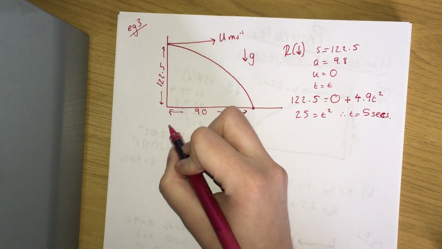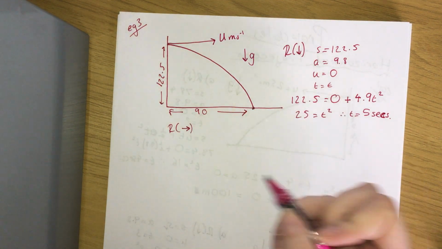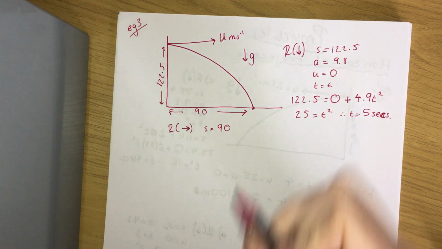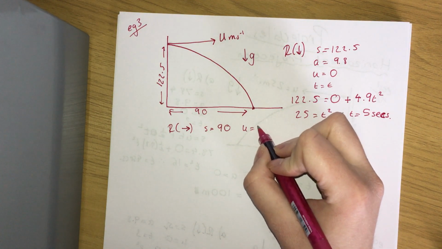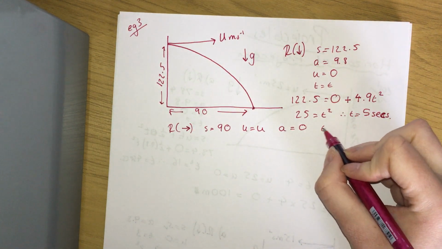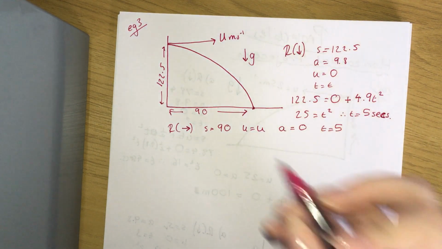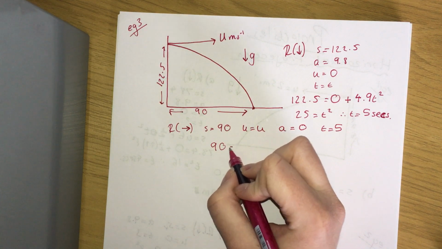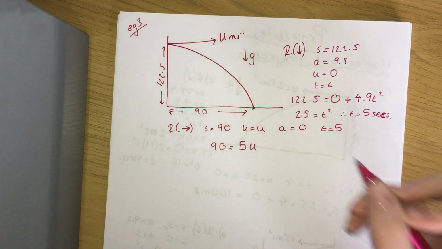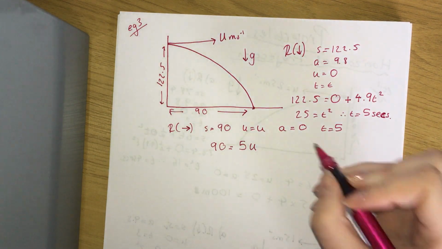Now I can resolve horizontally, and I've got a lot more information. I know the horizontal displacement is 90, the initial velocity is u, I know the acceleration is 0, and the time is 5. So 90 is equal to ut, so 5u, plus half times 0, which is 0.